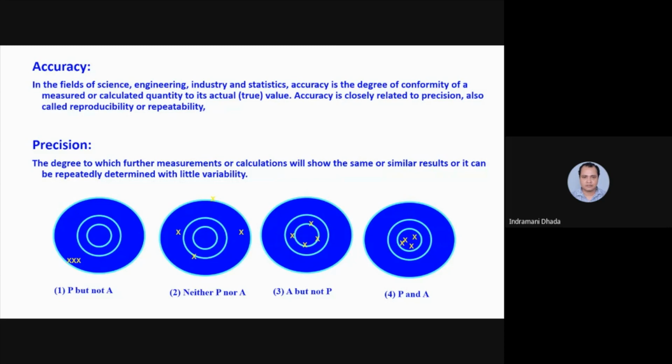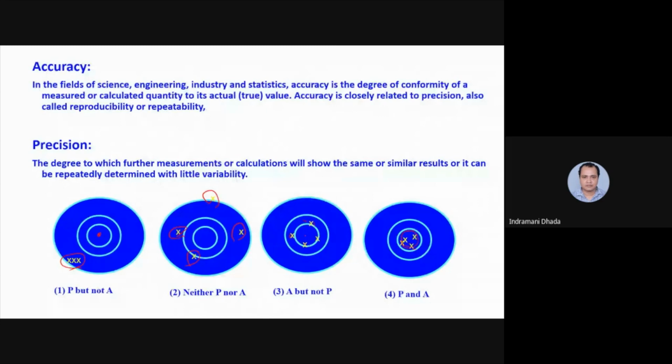Here is the example. In this case it is precise, all the dots are at the same place, but it is not accurate, it is not targeted to the center. Here in this case it is neither precise nor accurate. In this case it is accurate but not precise. All are hitting the target, but not precise. In this case, all are hitting the target and all are near the same point. That is precise and accurate.